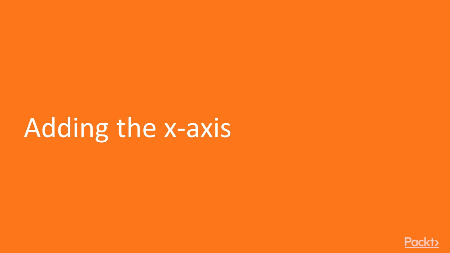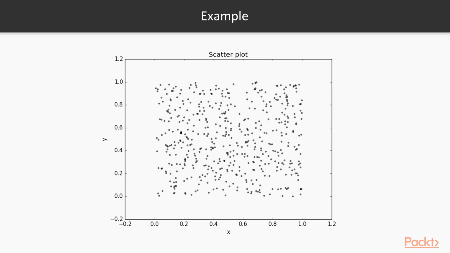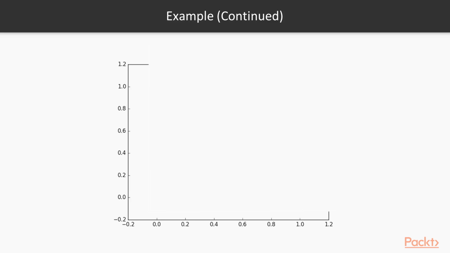In this video, we are going to be talking about the x-axis. We are going to continue from where we finished in the 7th section. So we did create a scatter plot, but we are missing something. Do you notice what we are missing? Well, we're missing the axis.